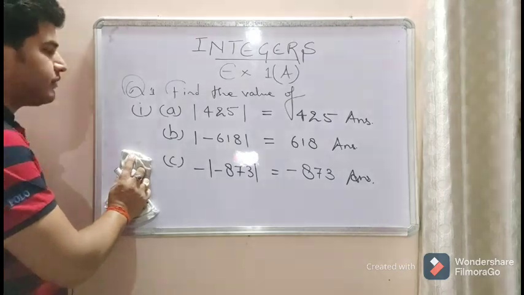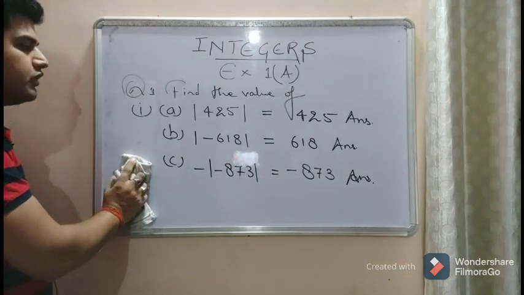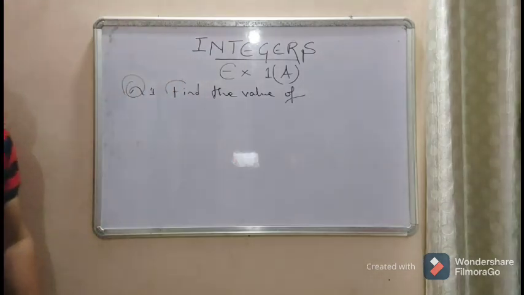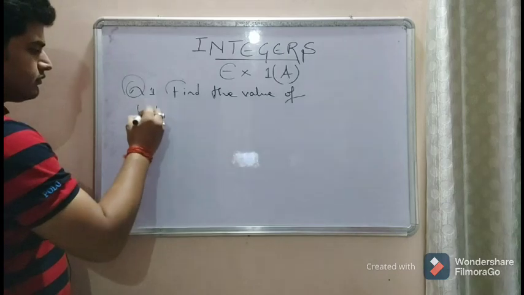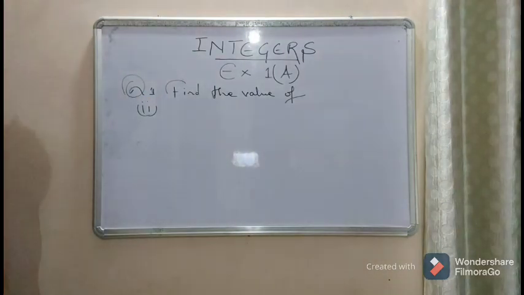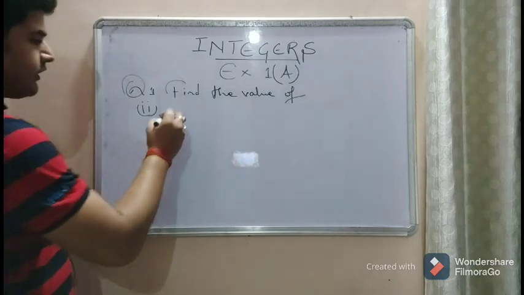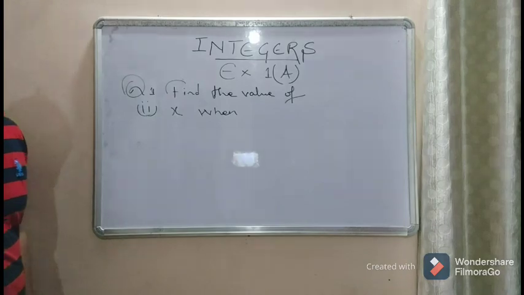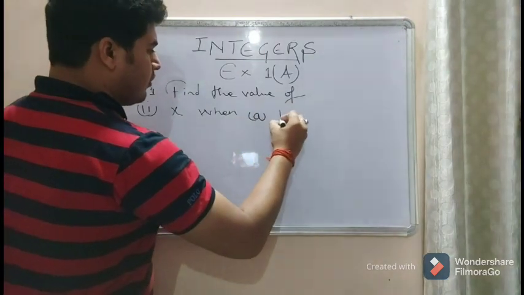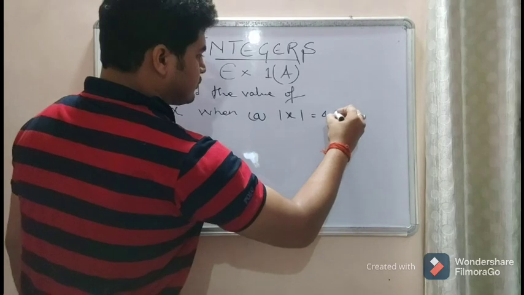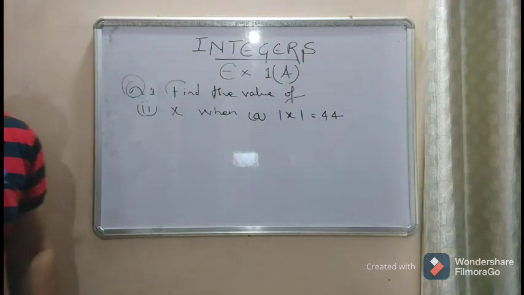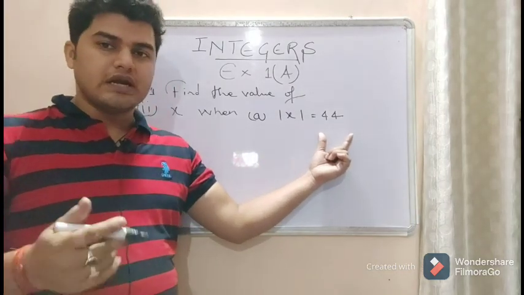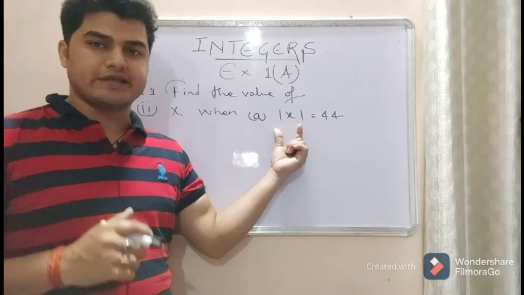Let's see the second part. You can pause the video and note down the solution. In the second part, it is saying that you have to find the value of x when mod of x is equal to 44. Now mod of x is 44. The result is given. The number has been asked.